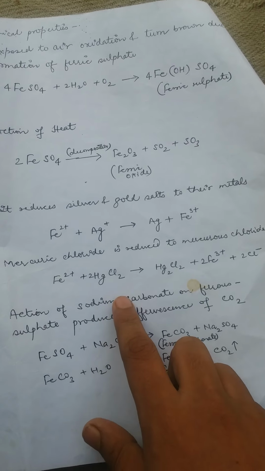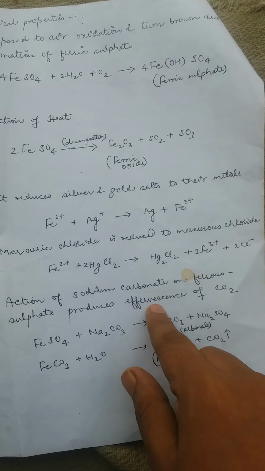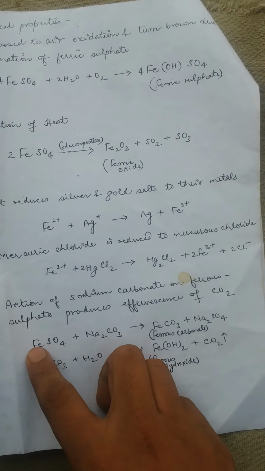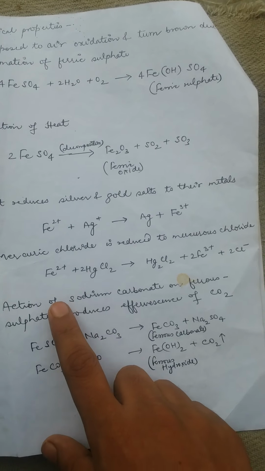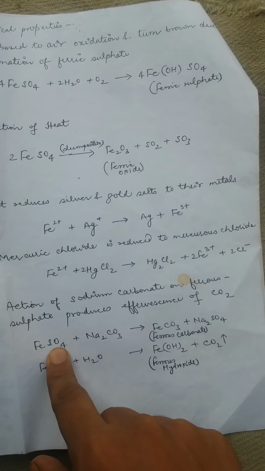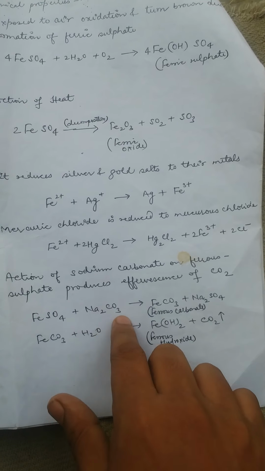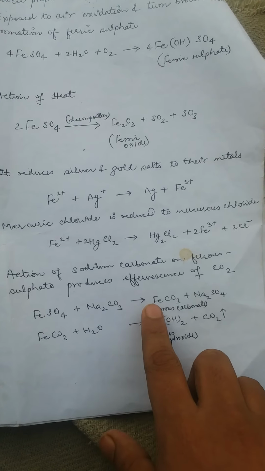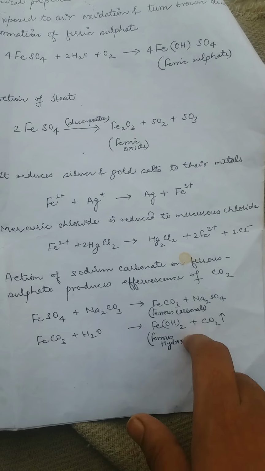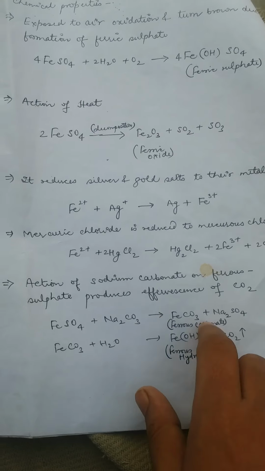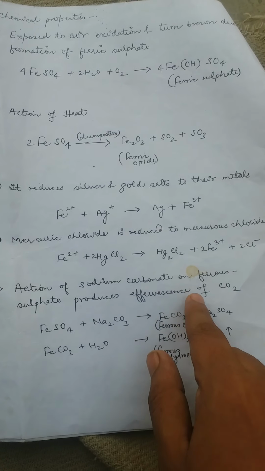Now the action of sodium carbonate on ferrous sulfate: it produces effervescence of carbon dioxide. This is the ferrous sulfate and this is the sodium carbonate. When the sodium carbonate reacts with the ferrous sulfate, we get effervescence of carbon dioxide. Here the ferrous sulfate reacts with the sodium carbonate and we get ferrous carbonate, and this ferrous carbonate reacts with water to form ferrous hydroxide and carbon dioxide. So this is the action of sodium carbonate on ferrous sulfate.